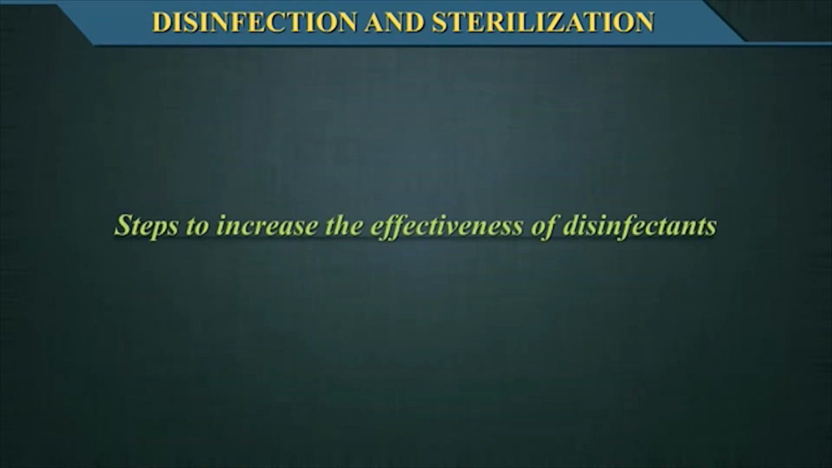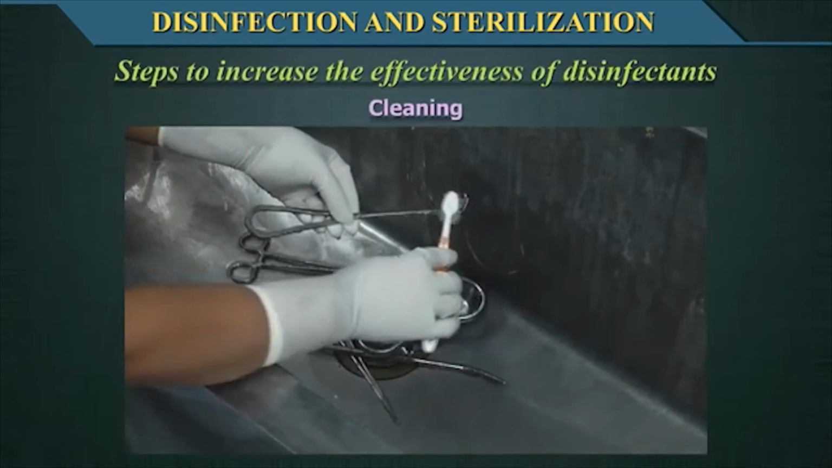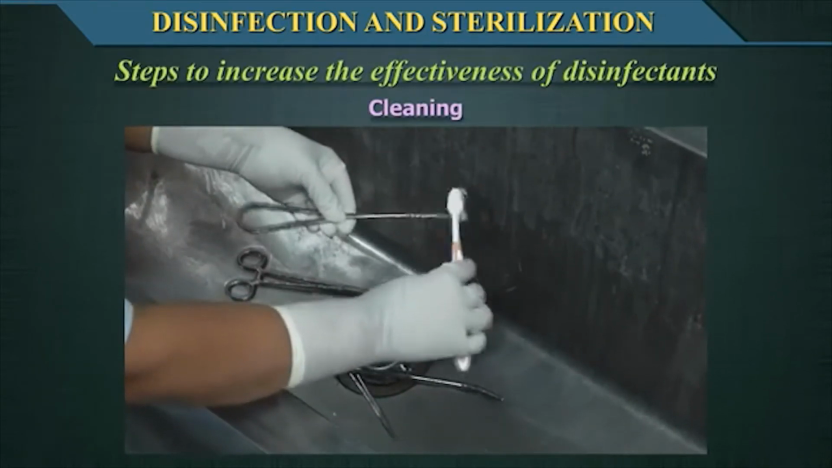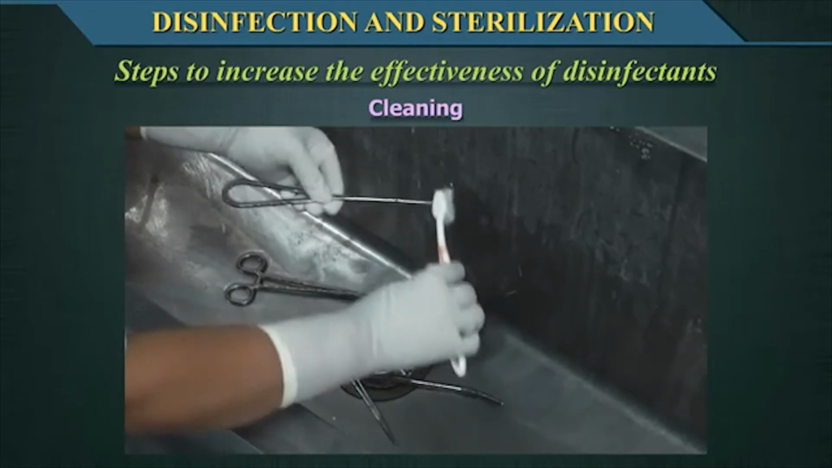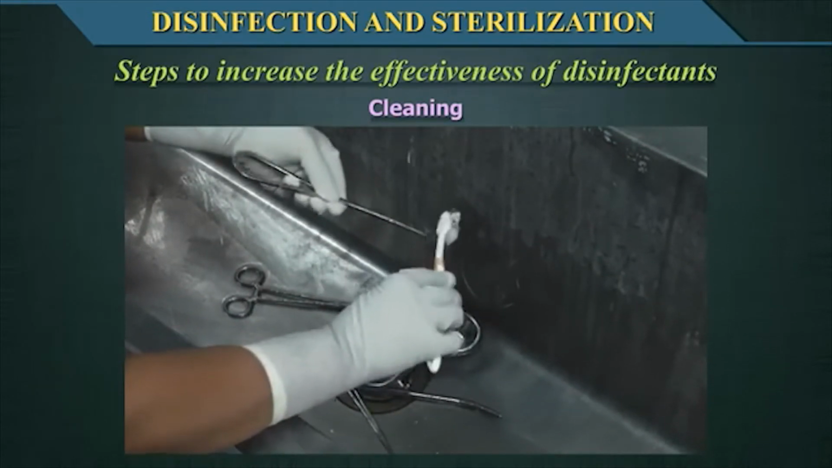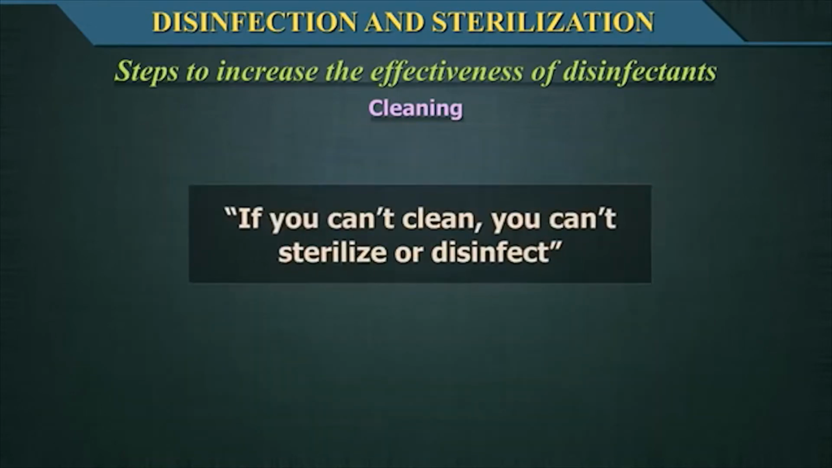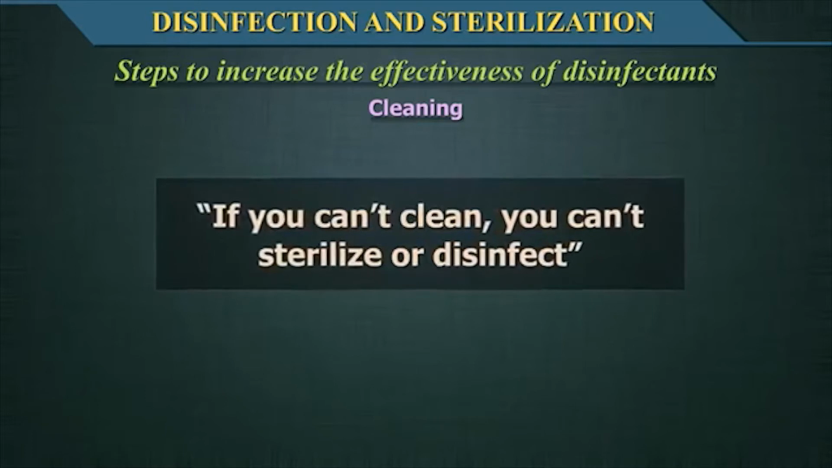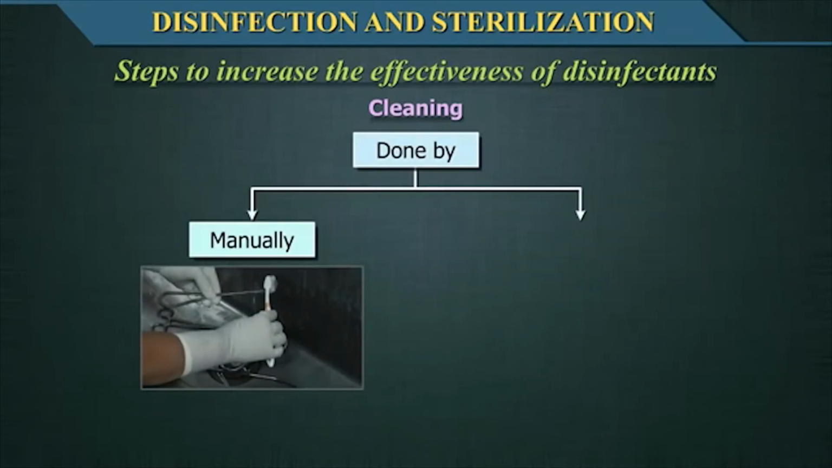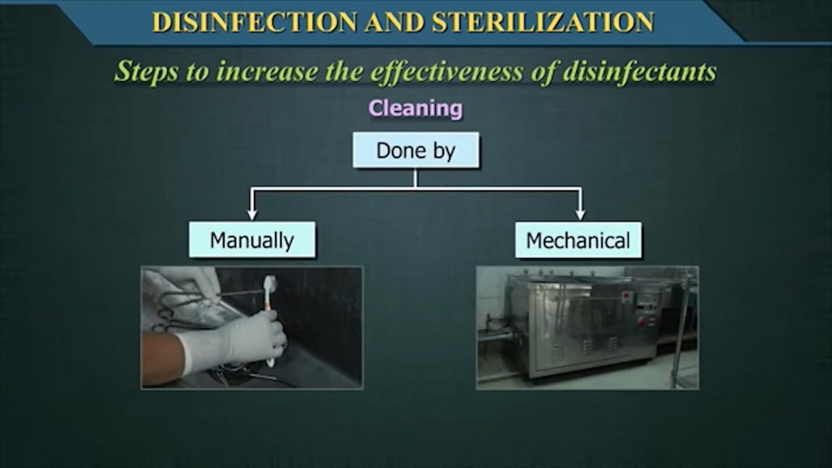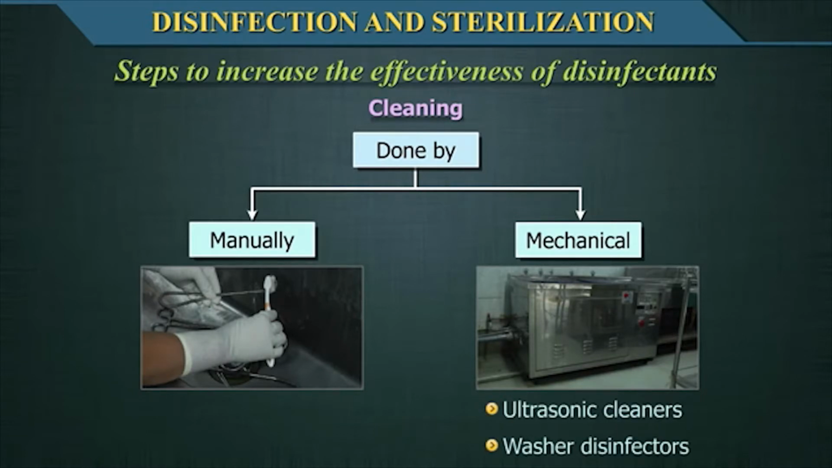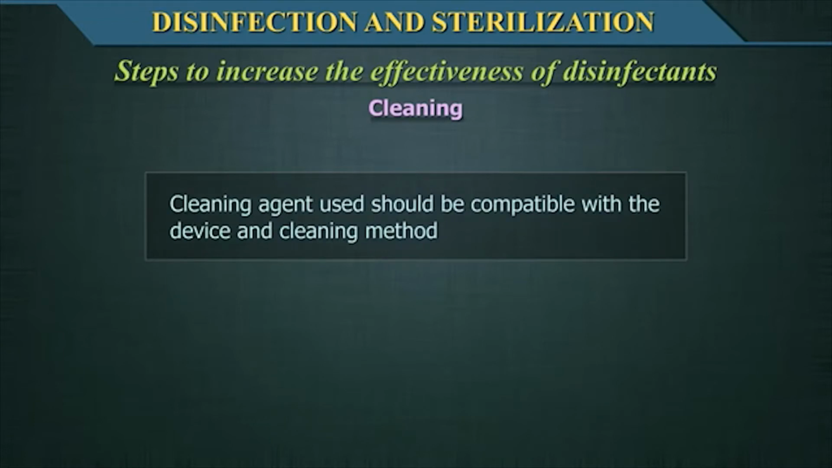Let us look at steps to increase the effectiveness of disinfectants. Cleaning is the most important step in the disinfection process. Organic matter, if present, will dilute the effect of the active ingredient in the disinfectant. If you can't clean, you can't sterilize or disinfect. Cleaning may be done manually or by mechanical cleaning equipment, for example, ultrasonic cleaners or washer disinfectors. The cleaning agent used should be compatible with the device and cleaning method.